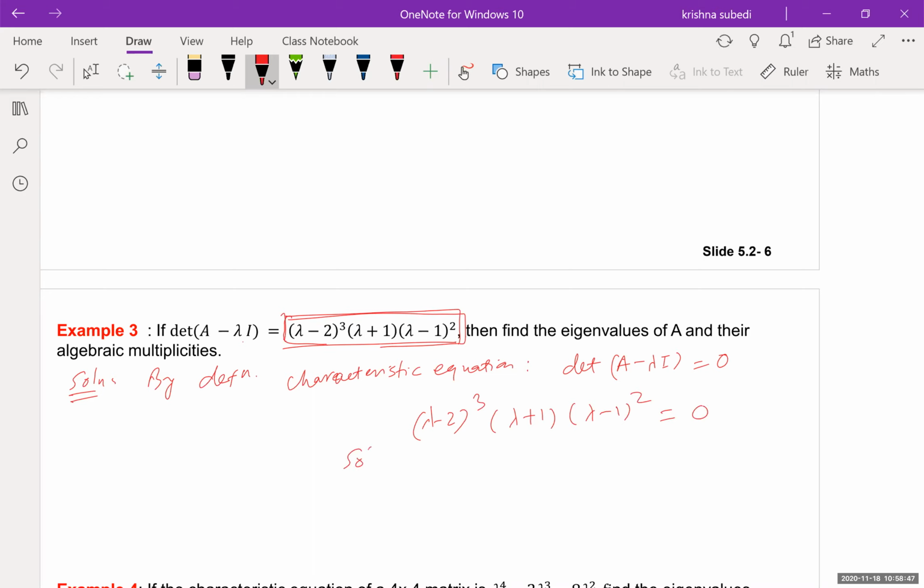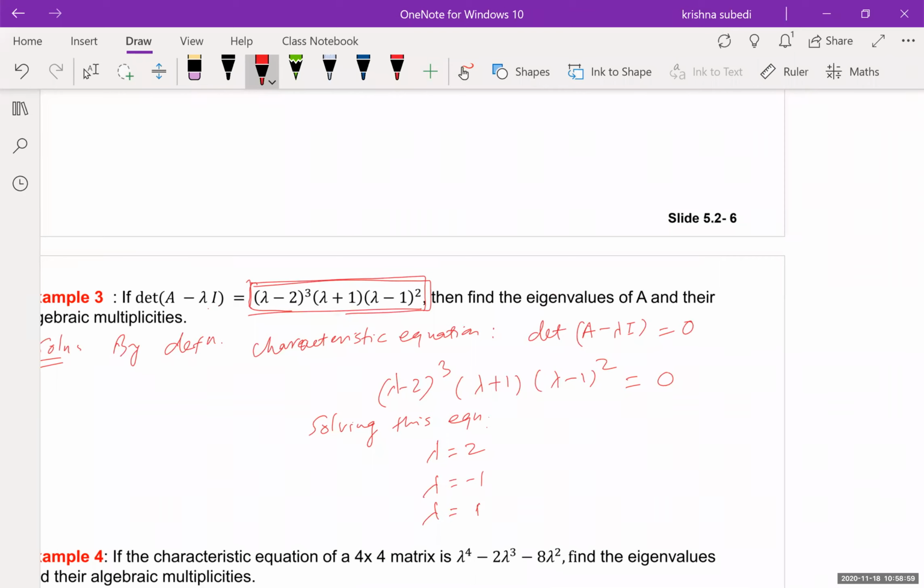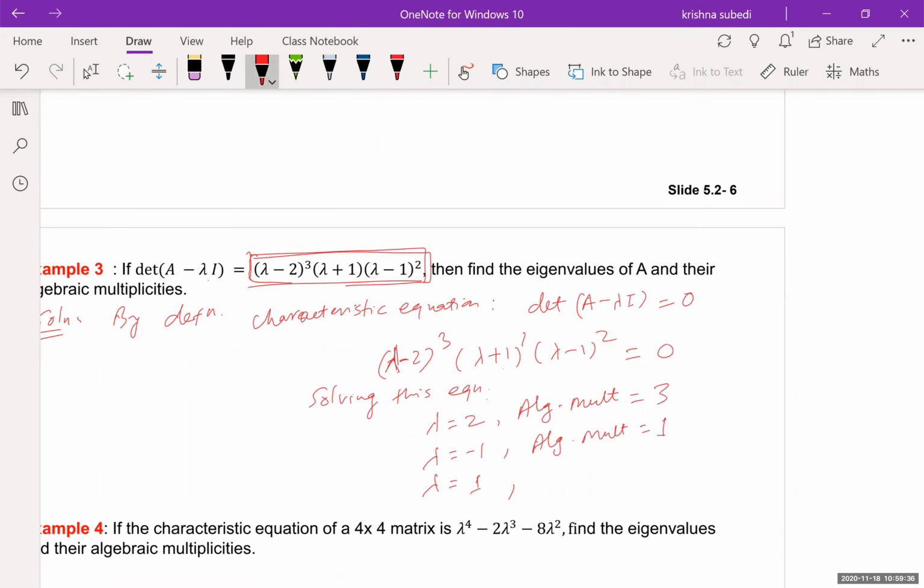Solving this equation, we get lambda equals 2, lambda equals negative 1, and lambda equals 1. So lambda equals 2 is one of the eigenvalues. The algebraic multiplicity is 3, because there are three factors of lambda minus 2, as you can see from the power 3. For lambda equals negative 1, this comes from the second factor, so the algebraic multiplicity is just 1, because the power is only 1. And for lambda equals 1, the algebraic multiplicity is 2, because you see the power here is 2, there are 2 of those factors.